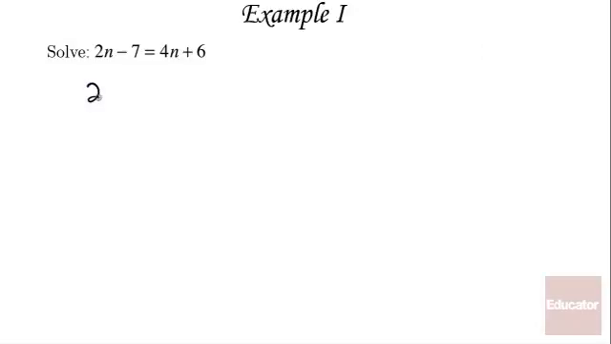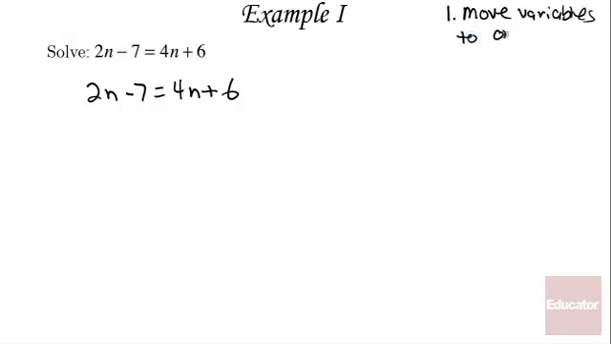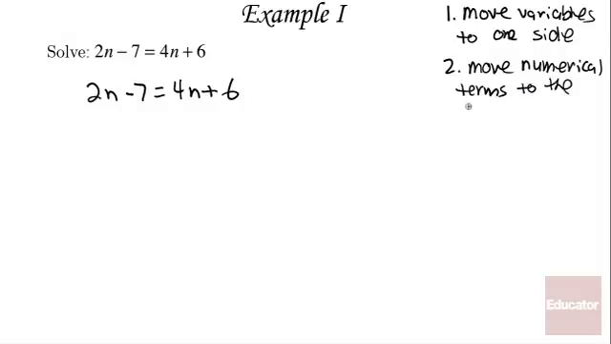So this is our first example, solving using multiple steps and having a variable on both sides. So I'm looking at this, 2n minus 7 equals 4n plus 6. Remember, what I want to do is move all the expressions with variables in them to one side, and move numerical terms to the other side.